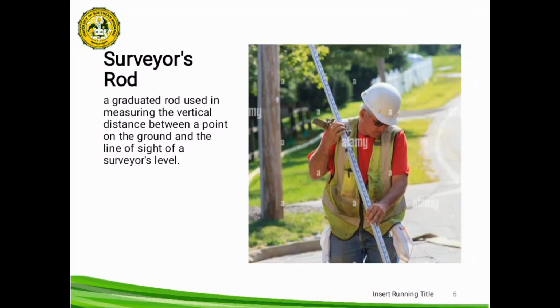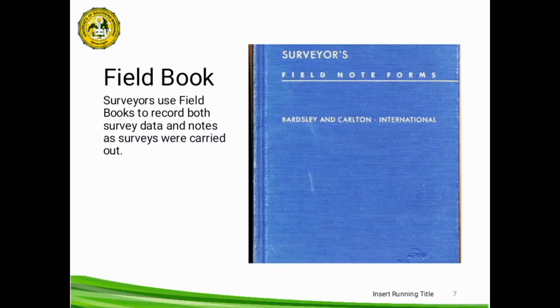Next is surveyor's rod, a graduated rod used in measuring the vertical distance between a point on the ground and the line of sight of surveyor's level. Last is the field book. Surveyors use field books to record survey data and notes as surveys are carried out. That's all for profile leveling.